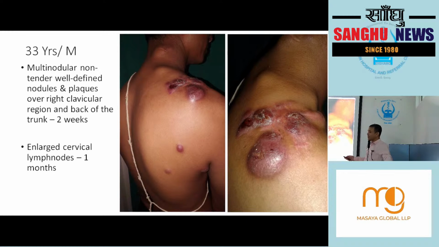Okay, so this is a 33-year-old male presented with a skin nodule. Skin nodule posteriorly. And see, here I can see some lymph node. This is an enlarged lymph node here. This is a cutaneous lesion. Here, lymph node. The scar of the previous biopsy. This patient has had an enlarged lymph node for 1 month, and a skin lesion for 2 weeks. That means the lymph node appeared before the skin lesion.